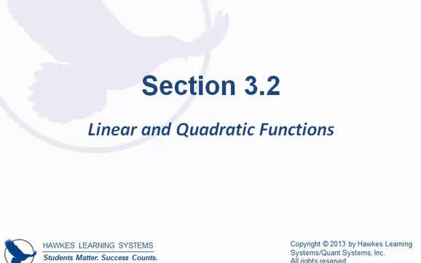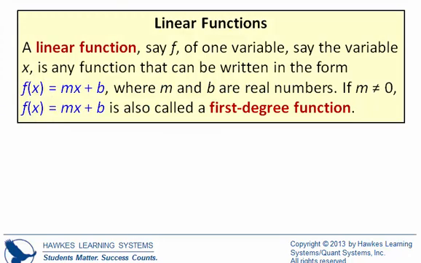We will now begin section 3.2, where we will discuss linear and quadratic functions. We'll begin by looking at the definition for a linear function. A linear function, say f, of one variable, say the variable is x, is any function that can be written in the form f of x is equal to mx plus b, where m and b are real numbers.